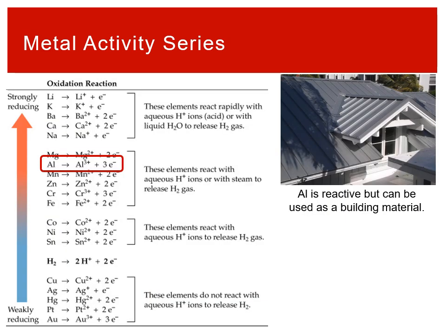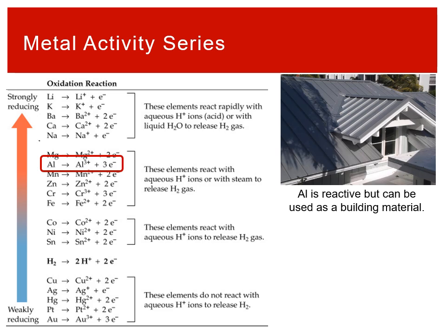So one thing we want to return to is, if we look back at this activity series, aluminum is really high up. In much the same way that we don't want our coins to react with water, we also don't want our building materials to. So aluminum is really reactive, but we use it in buildings all the time. This is a picture of an aluminum roof. Aluminum cans have a really long shelf life, all this kind of stuff. So what's going on? How can this happen? Why do we use aluminum even though it's really reactive?